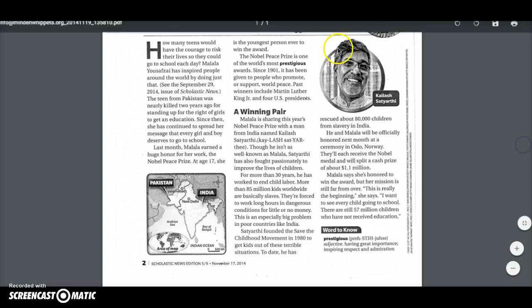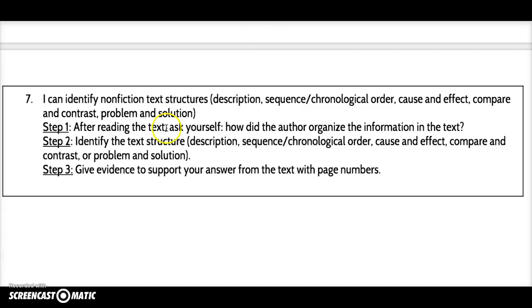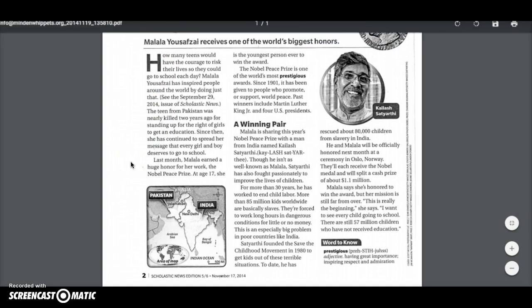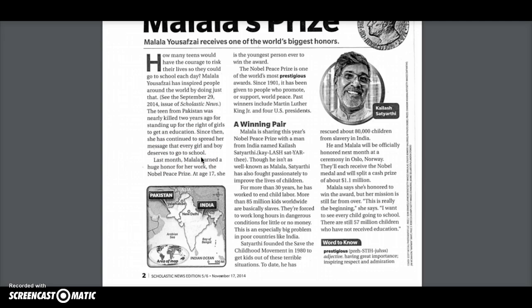So to complete this I can statement, I've identified the text structure, it's description. Now I need to give evidence to support it with page numbers. A great piece of evidence is what Malala has done. Malala has inspired people around the world by doing just that. The teen from Pakistan was nearly killed 2 years ago for standing up for the right of girls to get an education. Since then, she has continued to spread her message that every girl and boy deserves to go to school. And that's describing what Malala is doing.